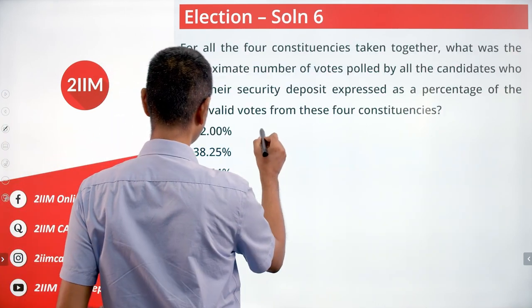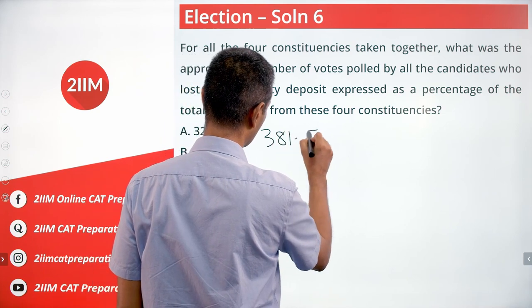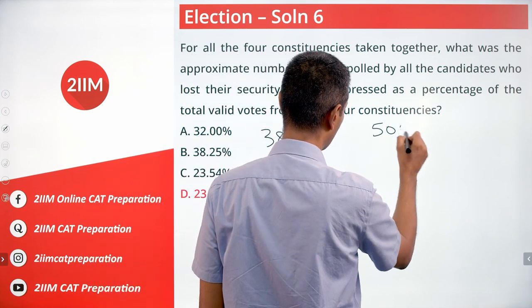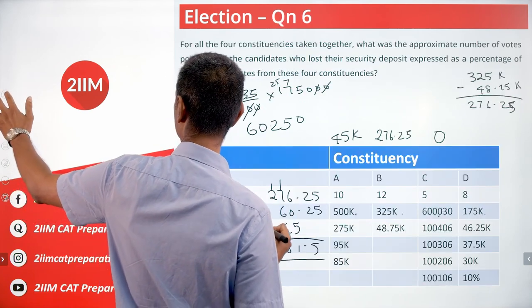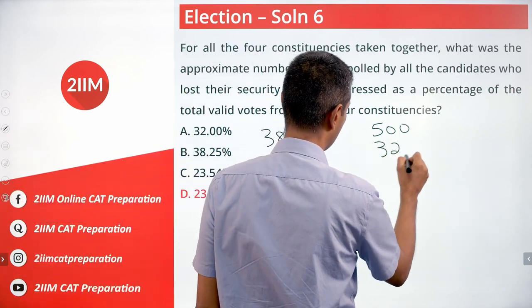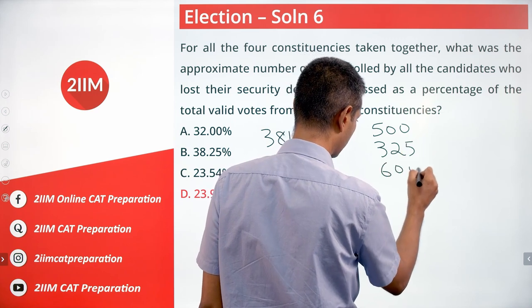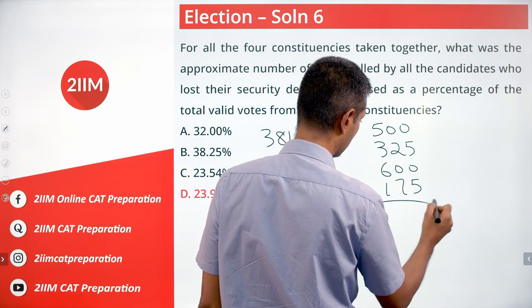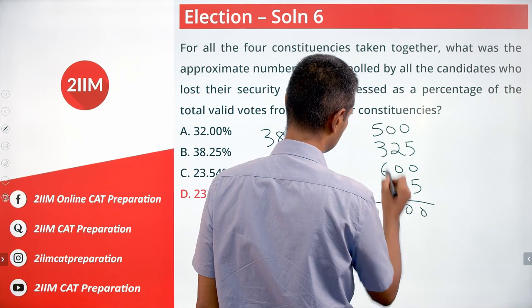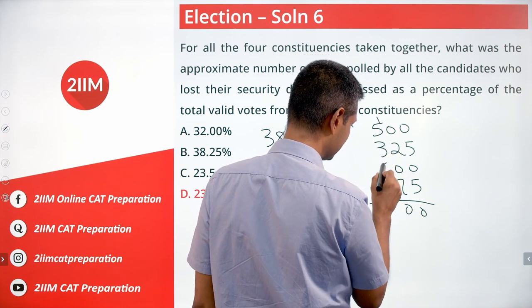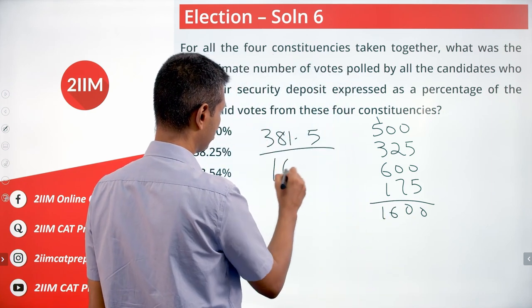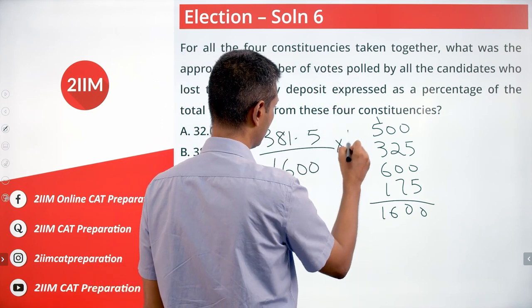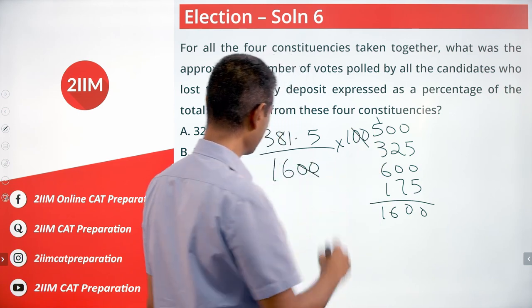381.5, I know I have. 500. Just go back and look at these numbers. 500, 325, 600, 175. This is 1,600. So 381.5 by 1600 into 100. This is the percentage we're looking for.